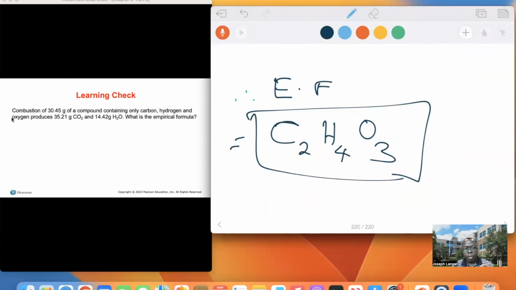So remember, in combustion analysis, pay attention to the elements. Use this mole ratio and the molar mass of CO2 to determine that.